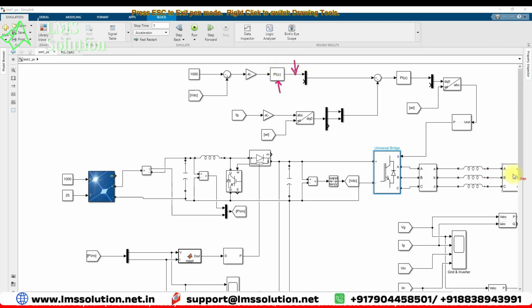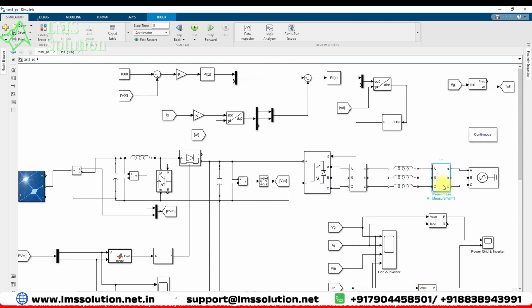Next we need to measure the grid current. That grid current will be converted into DQ form by using the park transformation. After the park transformation, you take only the D and Q values. Here we are going to control only D and Q, and here we are going to control the real power only. That means the total power generated in the PV array is going to be sent to the grid. So here you take the ID reference from the voltage controller.